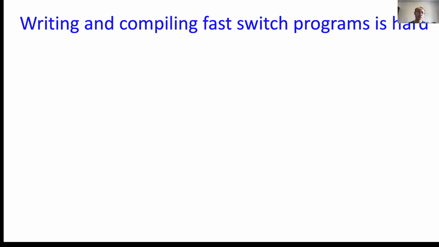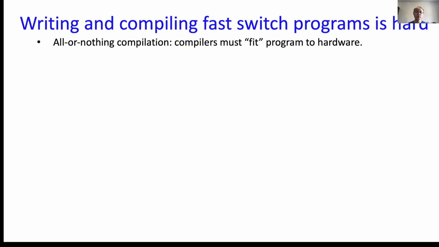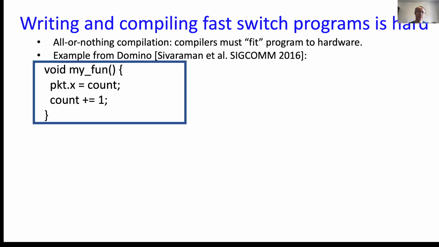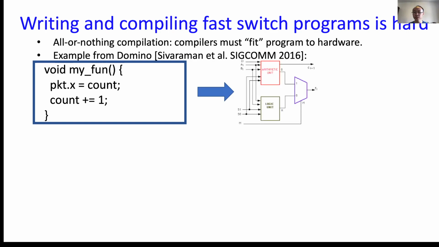Hopefully I have convinced you that writing and compiling fast switch programs is hard. Let's take a look at how tricky it can be to develop such a compiler. A programmable switch compiler has an all-or-nothing feature, which means it either fits a program into the hardware or rejects it. So I will give you an example written in the Domino language. For now, it is sufficient to think about a Domino program as a C-like language, which is turned into the machine code that will finally run in the programmable switches.